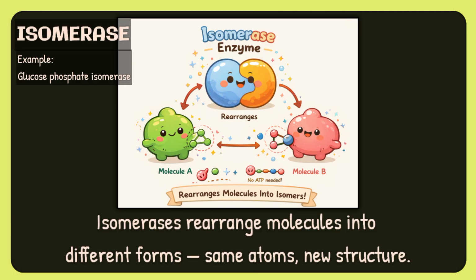As you can see in the picture, the isomerase enzyme is in the middle, helping the molecule change its shape. Molecule A and molecule B have the same atoms, but they are arranged differently. The enzyme rearranges the structure of the molecule without adding or removing anything. In short, isomerase enzymes change the shape or arrangement of a molecule to form its isomer.